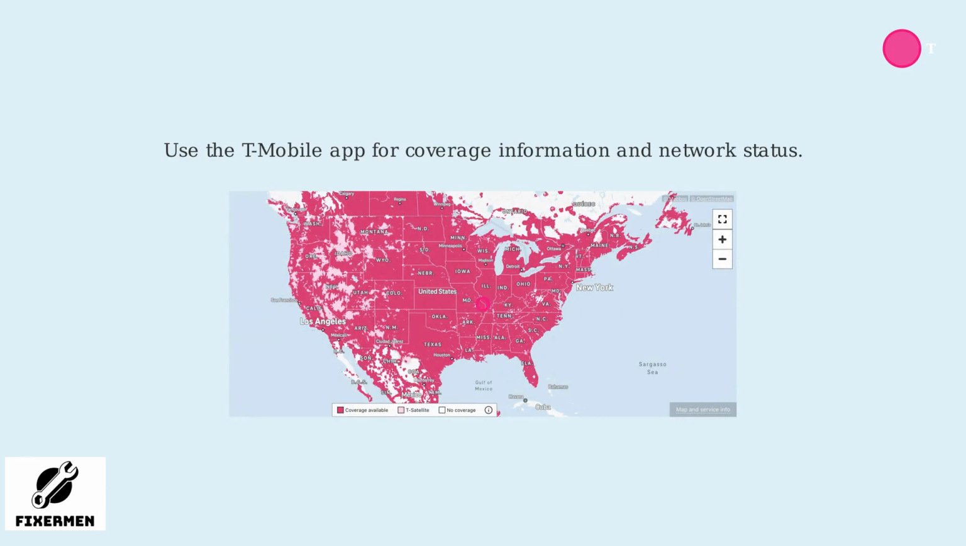Before attempting any fixes, it's important to confirm whether you're actually connected to T-Mobile's 5G UC network. This helps determine if the issue is just a display problem or a connectivity issue. One way to verify is by using the T-Mobile app. Open the app on your device and check the coverage information and current network status. The app will show you if 5G UC is available in your area and if you're connected to it.